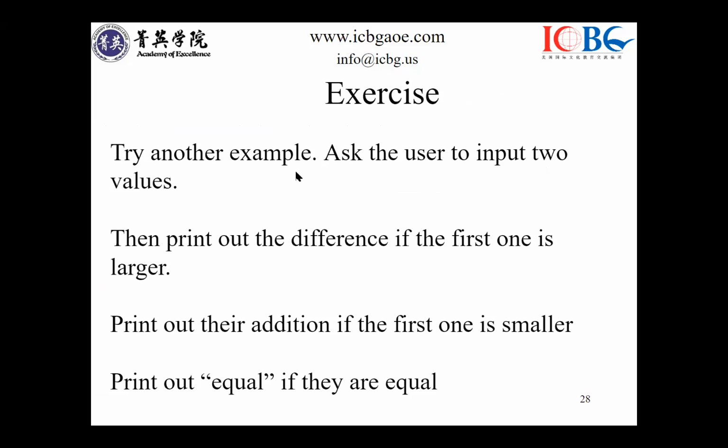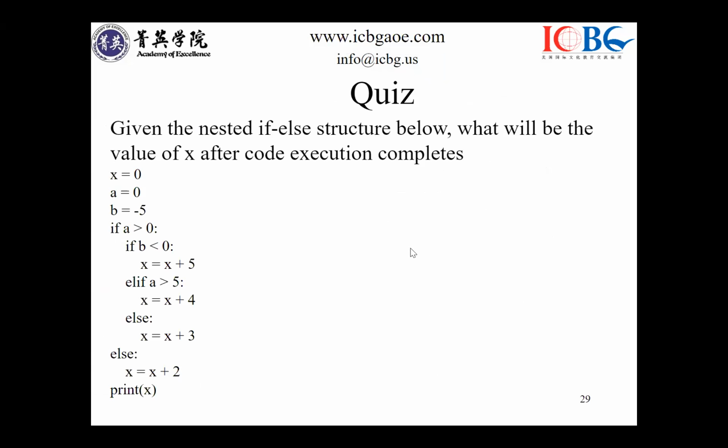So actually, I think I'll just go over the quiz questions right now, but you guys can work on this if you want. But there's also homework, so you might as well just work on the homework. So quiz: given the nested if else structure below, what will be the value of X after code execution completes? You can just type your answer in the chat whenever you're done.